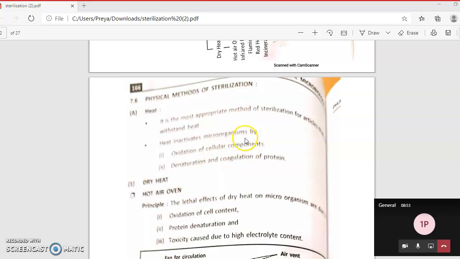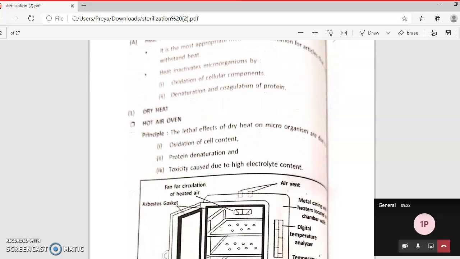Mainly denaturation is common for any type of heat, whether it is dry heat or moist heat. But when you have moist heat, it leads to coagulation. And when there is dry heat, it leads to the maximum denaturation and oxidation of the cellular content. So remember this, and based on how your question is framed, you can write the mechanism.